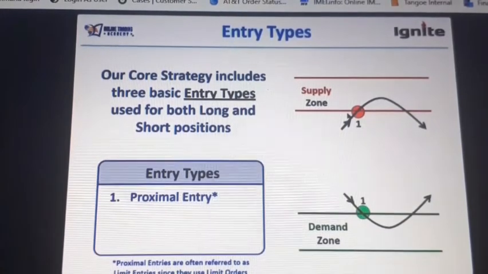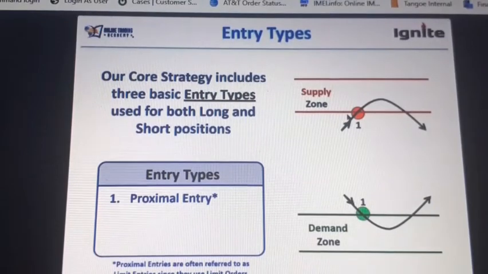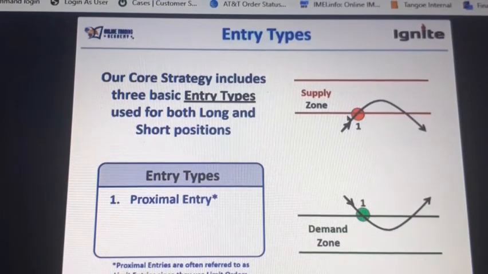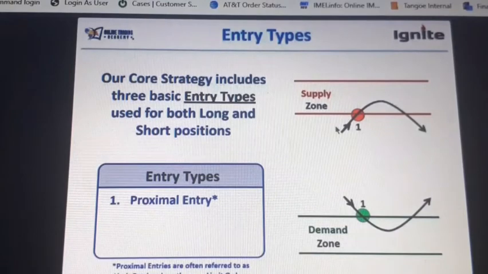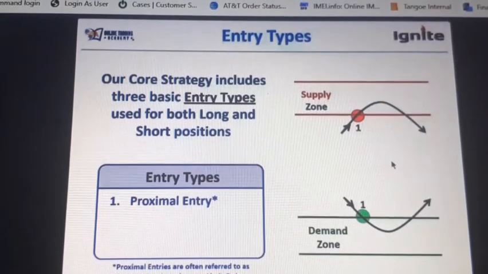But in a limit order, if you've specified that you want to buy this stock at 100, your entry will take place at 100 or a better price, meaning just below 100. It will not go beyond 100. So that's your proximal entry, where you take your entry at the proximal line or just below or above the proximal line in the case of a demand or supply zone.